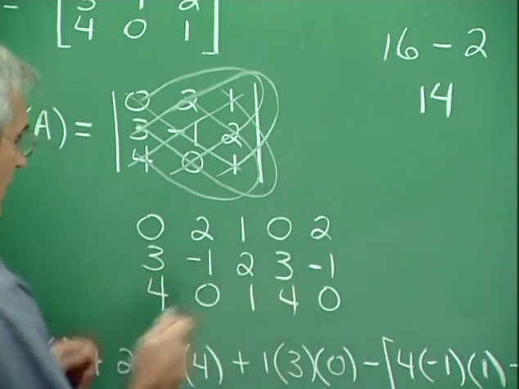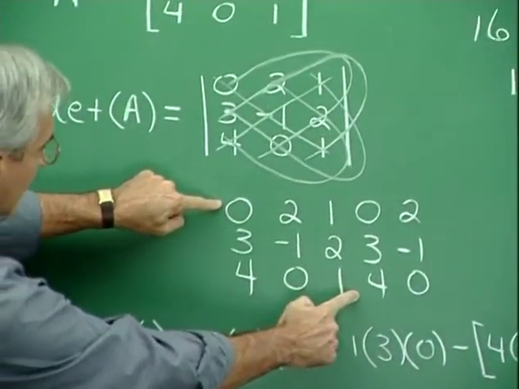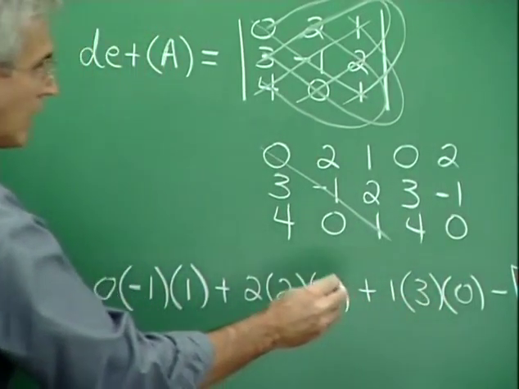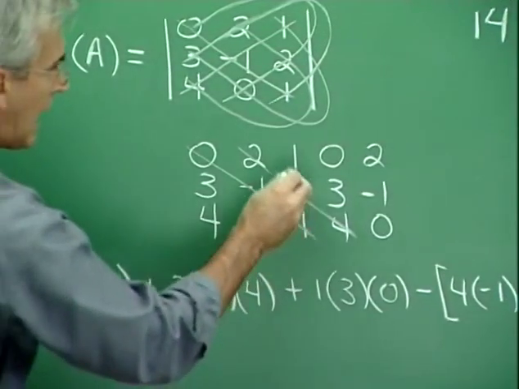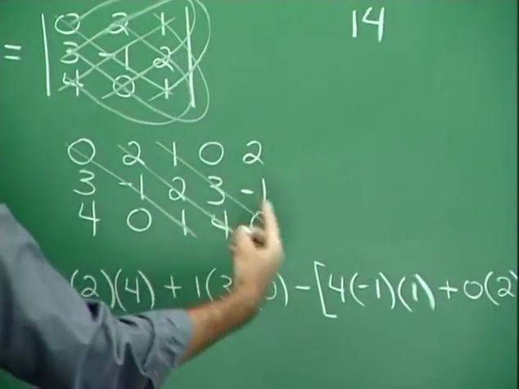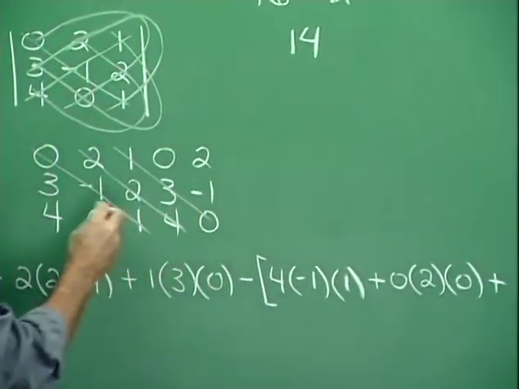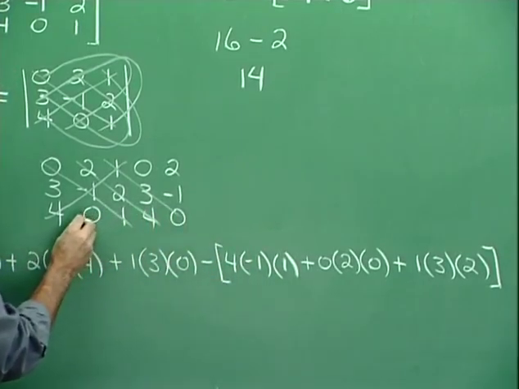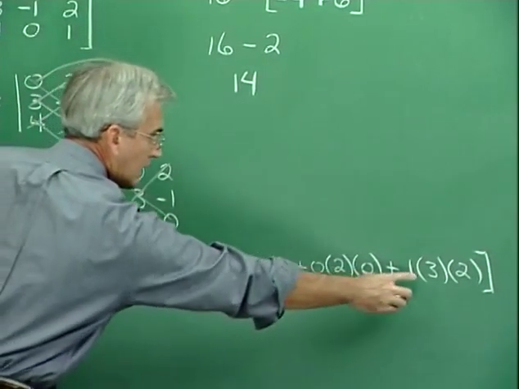So we would write the entries down like this. We would say, okay, this determinant is found by taking the product along this diagonal. That's 0 times negative 1 times 1. That's these items, you see. And then we want to add the product of those items, 2 times 2 times 4, and then add the product of those items, 1 times 3 times 0. And now we're going to subtract a number of products. Okay, so we're subtracting all of these products. 4 with negative 1 with 1. That's here. And then 0, 2, 0. And then 1, 3, 2. 1 times 3 times 2.